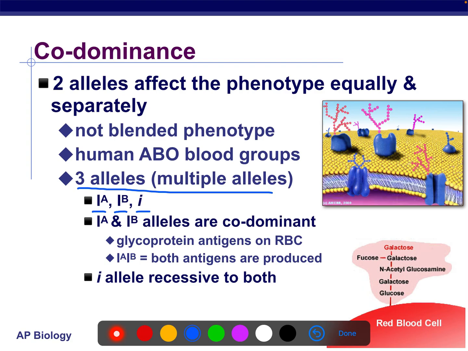So these letters, what they represent, or what they're coding for, are the type of glycoprotein antigens present on red blood cells. So if a person has type A blood, this antigen on their red blood cell is going to be type A. If they have B, it's type B. If they have a capital IA and a capital IB as their genotype, then they have both types of antigens on their blood. And then if you have a lowercase i, you have type O. So if you're recessive for both alleles, you have type O.